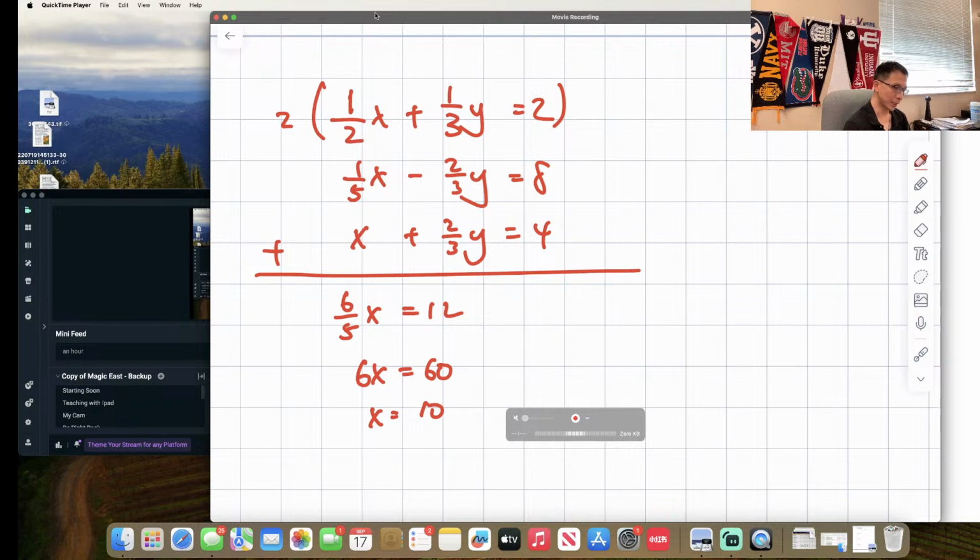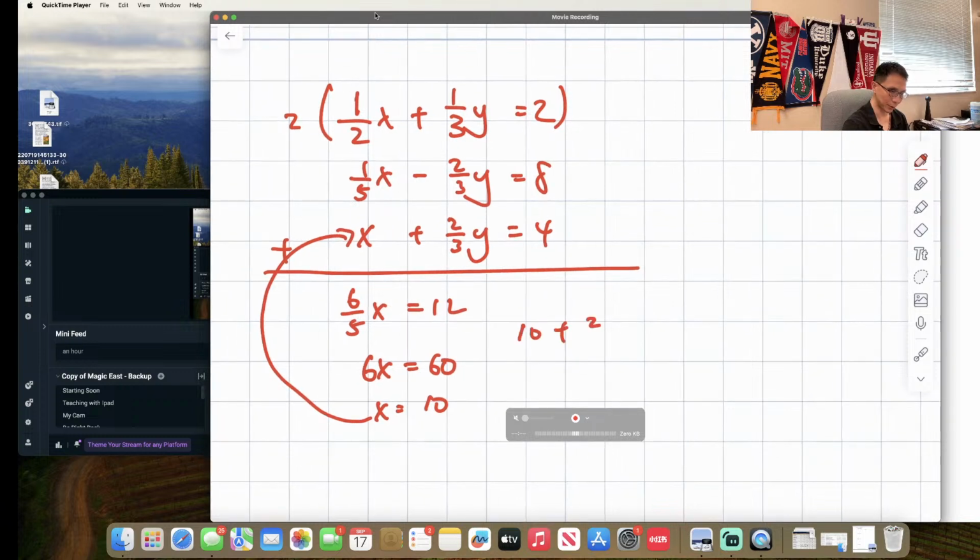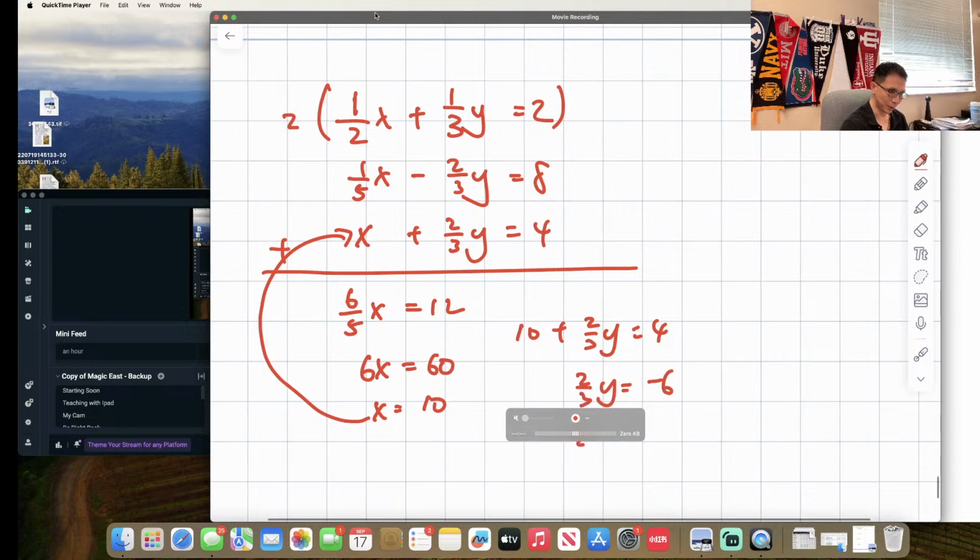And then you can plug in to solve for y. I'm going to plug in here, so it'll be 10 plus two-thirds y equal to 4. So two-thirds y is equal to -6. Multiply by 3, that's going to be -18, and y is equal to -9.